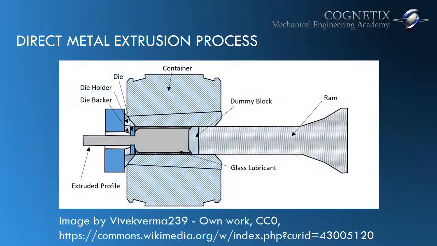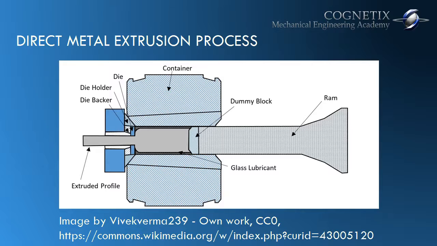So now, being somewhat familiar with the terminology of the direct metal extrusion process, we can look at an image and things will make a lot more sense. What we see here, let's start from the right to the left. On the right side, we would have the hydraulic press, which of course has a ram connected to it. The ram in this particular image would be pressing to the left to generate the extrusion, which comes out on the left side, as shown in this image.